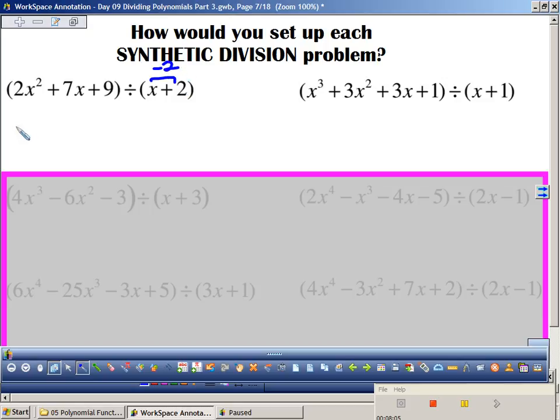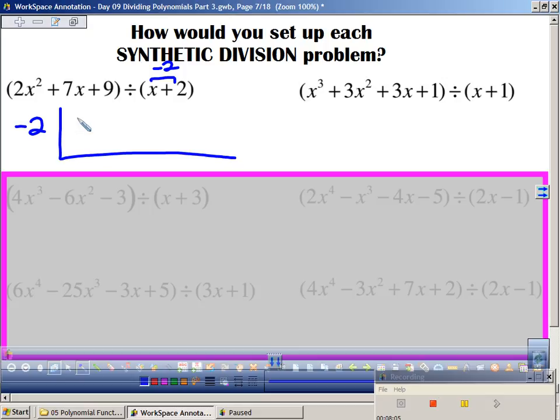-2. So I'm going to put -2, and using synthetic division, we're going to find out if -2 is a 0 of this polynomial function with coefficients of 2, 7, and 9. Okay? You'll see in a minute. That's how we're going to set each one of them up.